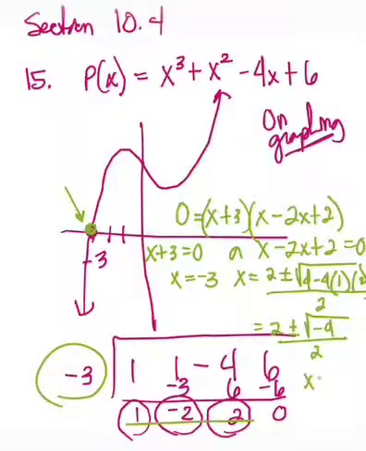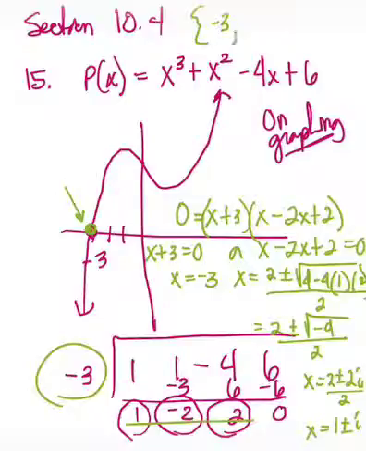And so then x is going to equal 2 plus or minus 2i over 2. And so you can see finally here x is going to equal 1 plus or minus i. And those are the three zeros. The three zeros would be -3, the complex number 1 plus i, and the complex number 1 minus i.